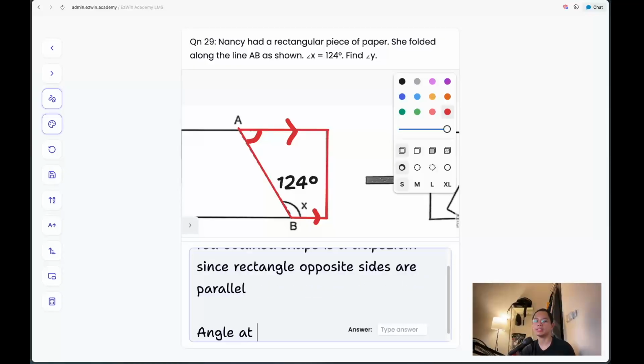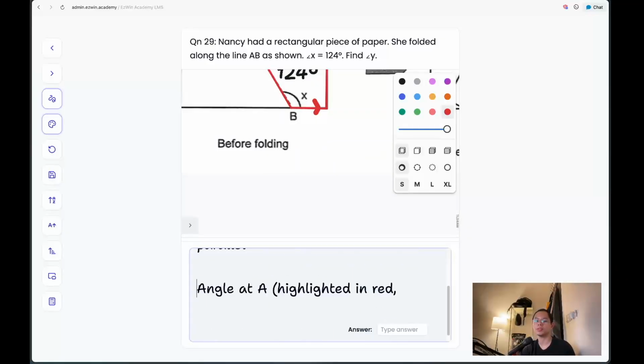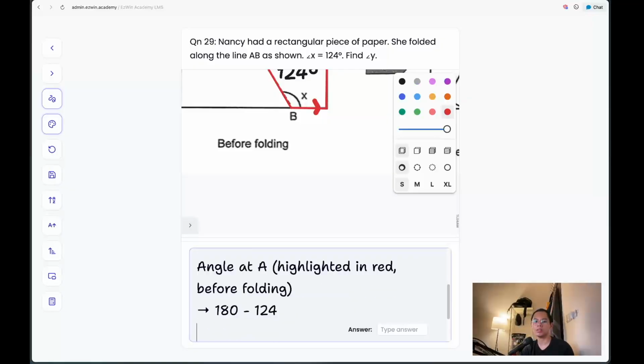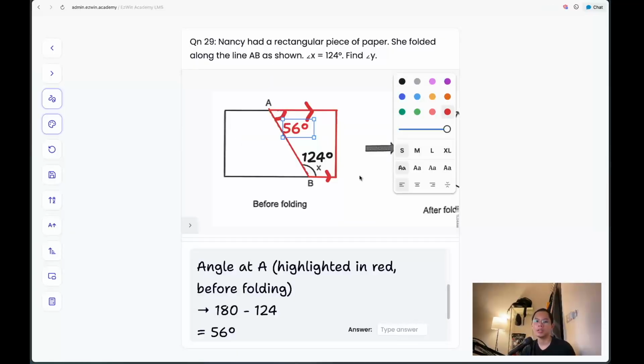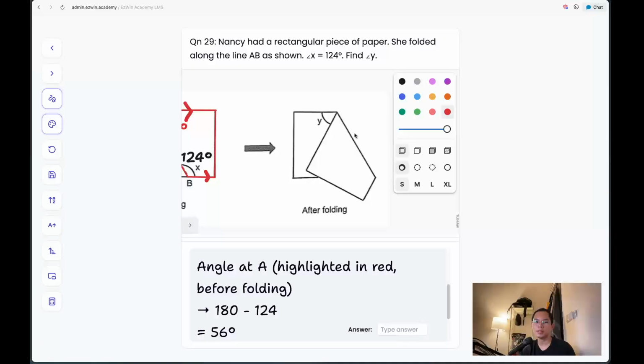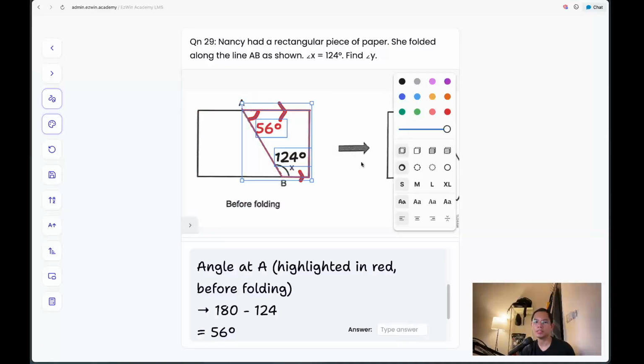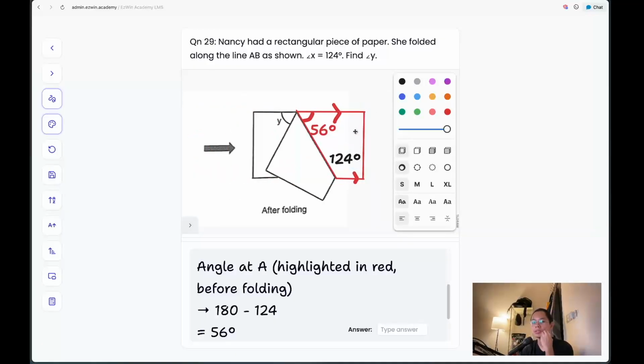The angle at A highlighted red, which is before folding, is equal to 180 minus 124. This will give us 56. This over here is 56 degrees. So that means this part over here, I see over here, right?